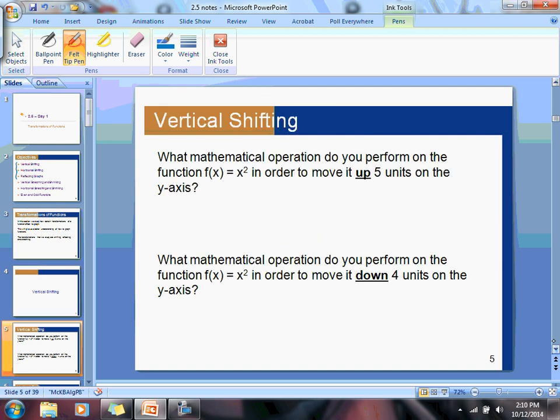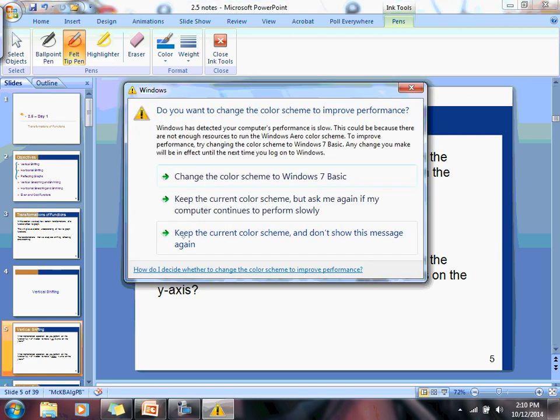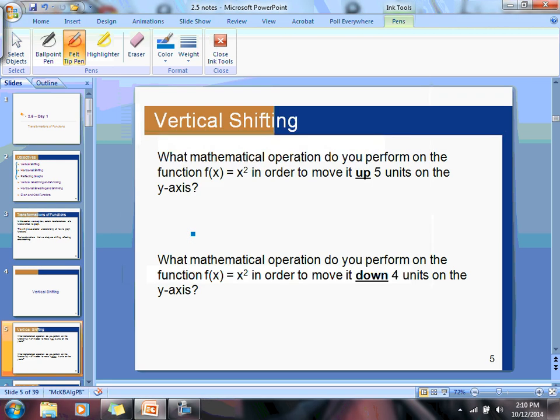Okay, vertical shifting is the first concept we're going to talk about, and you should be familiar with this concept. So we have 2 questions for you. What mathematical operation do you perform on the function f of x equals x squared in order to move it up 5 units on the y-axis?